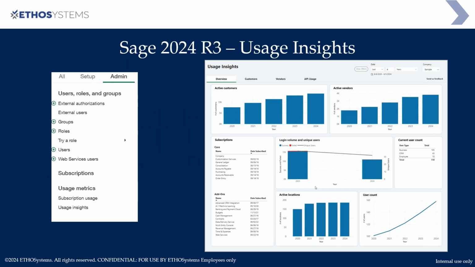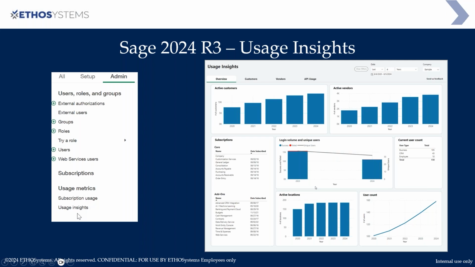One of the other features they've added is the usage insights. So this is kind of cool. Off the admin menu, you have to be in the admin area. I don't know how many people have been going into this lately, but usually you go into this when you do your implementation or you set up a new user. Then you have your subscriptions, and down here they've got usage metrics, your subscription usage.